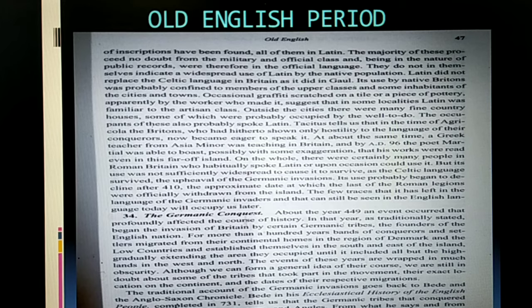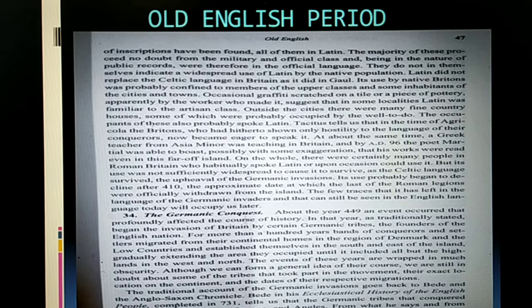On the whole, there were certainly many people in Roman Britain who habitually spoke Latin or upon occasion could use it. But its use was not sufficiently widespread to cause it to survive as the Celtic language survived the upheaval of the Germanic invasions. Its use probably began to decline after 410, the approximate date at which the last of the Roman legions were officially withdrawn from the island. The few traces that it has left in the language of the Germanic invaders and that can still be seen in the English language today will occupy us later.